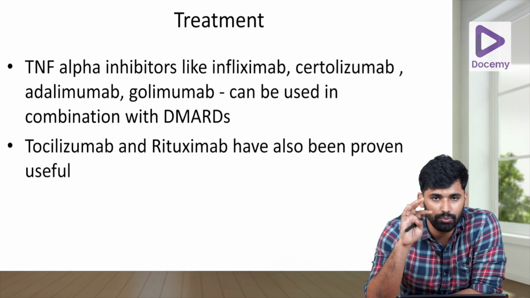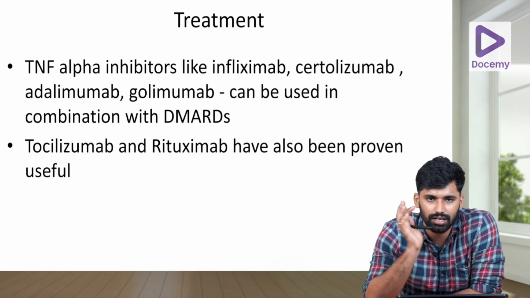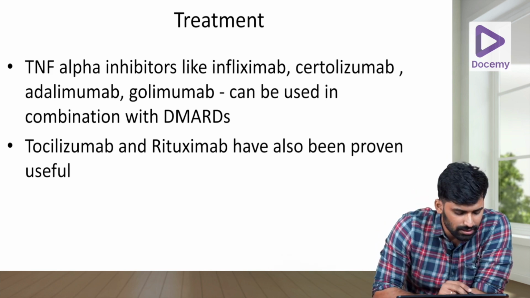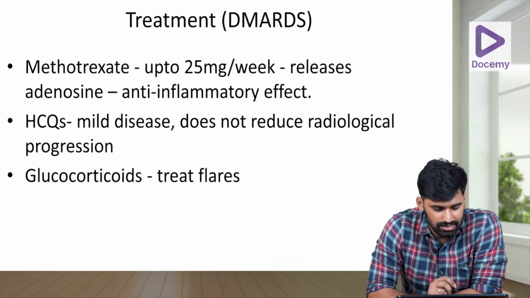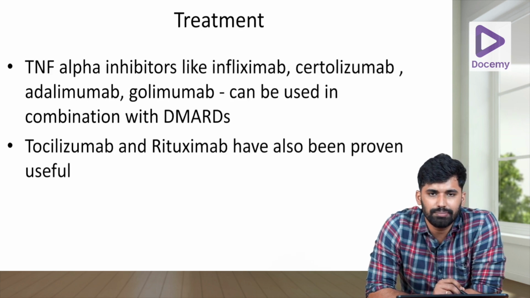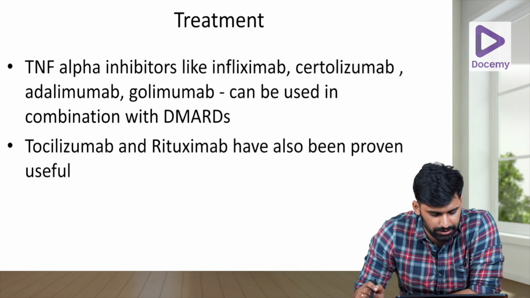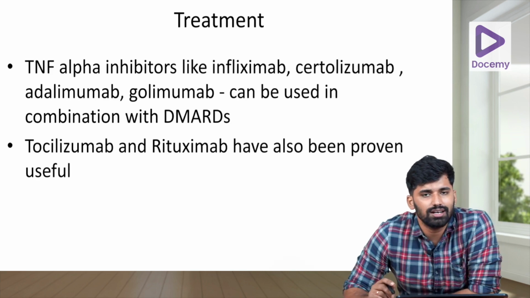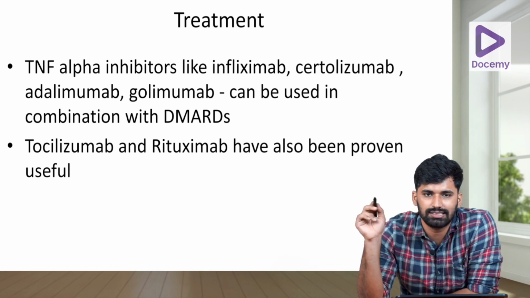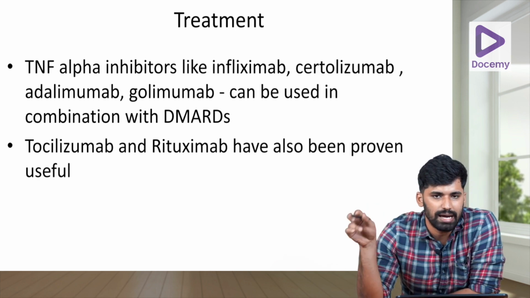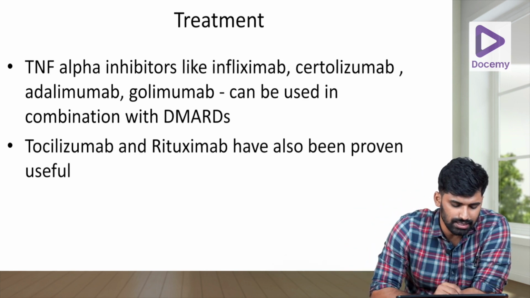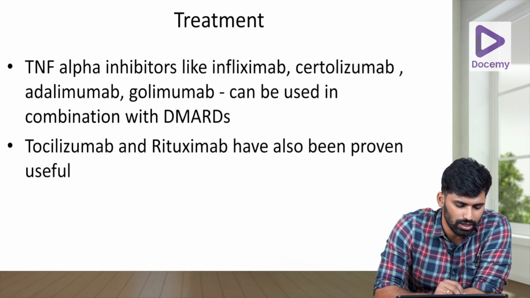When the patient is poorly tolerating the DMARDs, the disease modifying anti-rheumatological drugs. The other DMARDs are sulfasalazine and leflunomide, which are also used in patients who respond very well to DMARDs. Other drugs which have proven very useful are monoclonal antibodies like tocilizumab, which is against the IL-6 receptor, and rituximab, which is anti-CD20. Now I would like to summarize rheumatoid arthritis.